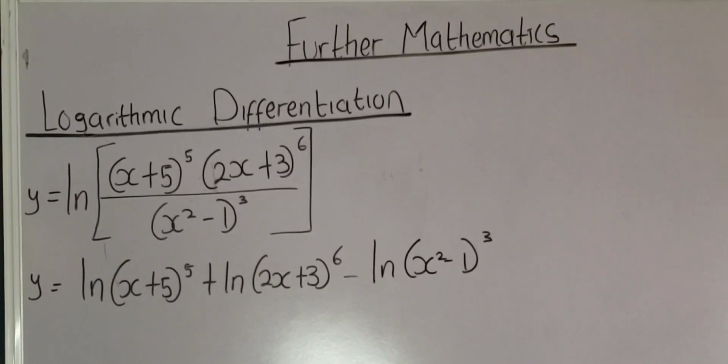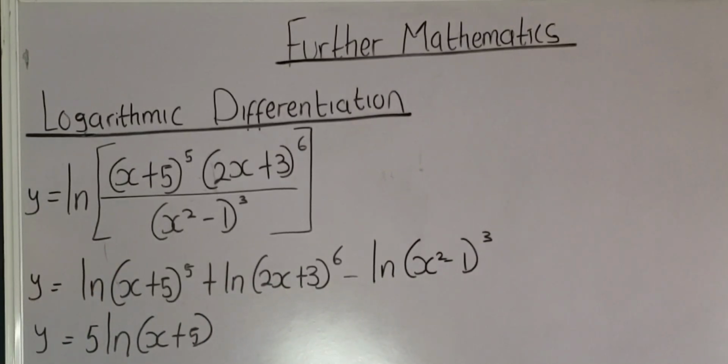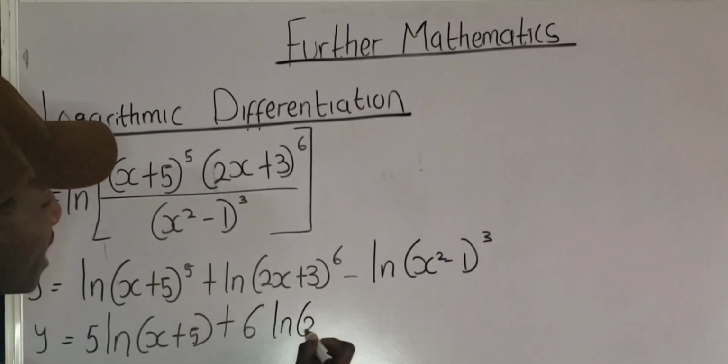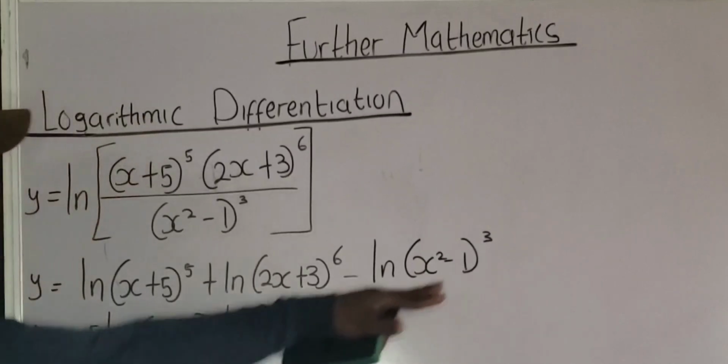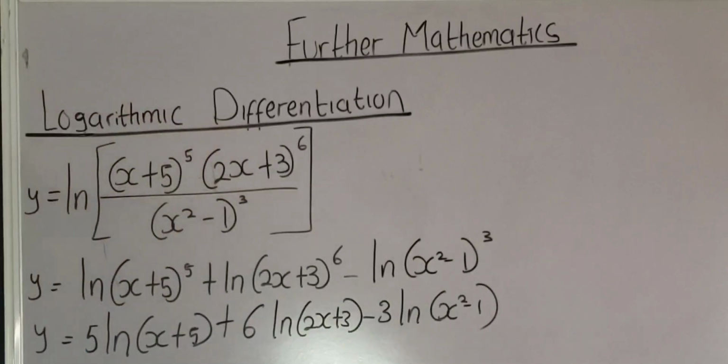According to a law that we discussed in our previous class, the natural log of a power is the product of that power and the natural log. Do you understand? I'm going to use that law here because I have the natural log of (x plus 5) raised to the power of 5. I'm going to have 5 ln (x plus 5). So let's proceed. For this, I'm going to have 6 multiplied by the natural log of (2x plus 3) minus 3 multiplied by the natural log of (x squared minus 1). Do you understand?